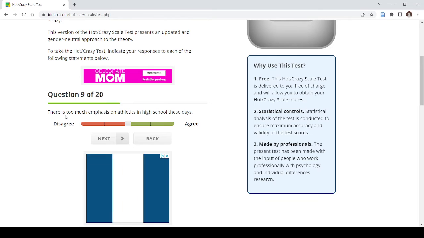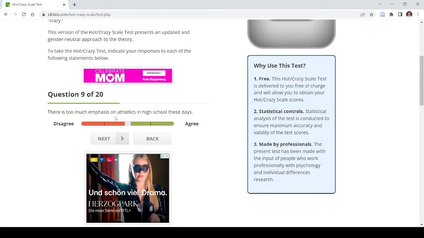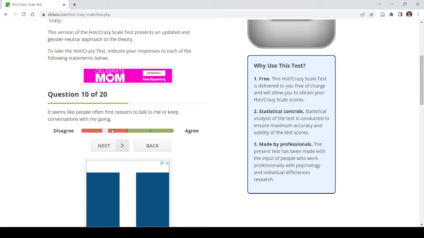Okay, next up. There is too much emphasis on athletics in high school these days. I don't know how much emphasis on athletics comes in high school. Yeah, I really don't know about this. I'm just gonna keep it like that. Next. We're actually at a halfway point, look at that. Question 10. It seems like people often find reasons to talk to me or keep conversations with me going. I tend to be the guy who pulls other people's tongues, so if anything, I am the one who is more pressured in keeping conversations going.